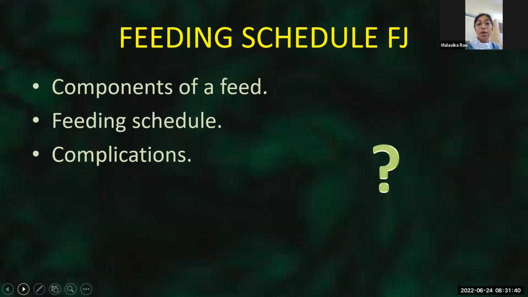1.0 to 1.2. The basal energy requirement is calculated by the Harris-Benedict equation, and we multiply it by stress factor and activity factor. So what is the thumb rule? How much calories do you want to give? We need a minimum of 400 kilocalories to maintain basal functions of the patient.